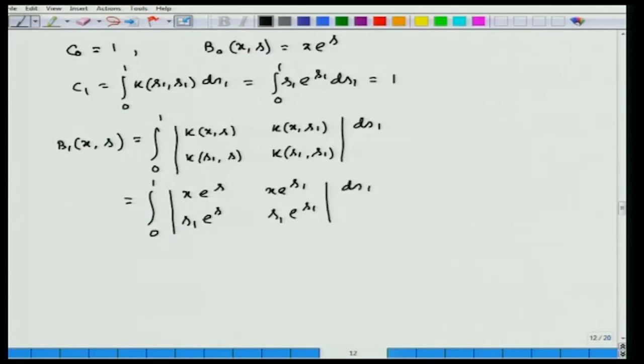So, from the first row, first column we can take e to the power s common, from the second column we can take out e to the power s1 common. So, e to the power s integral 0 to 1 e to the power s1, then determinant x s1, 1 x s1, 1 ds1, this determinant is 0. So, clearly b1(x, s) is equal to 0.